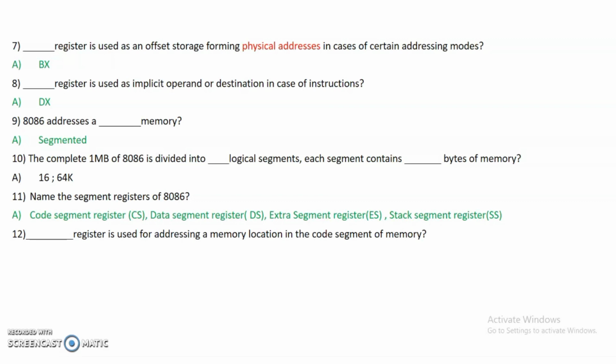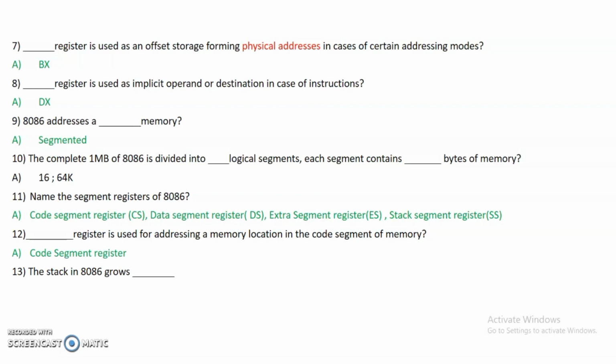Bit number 12. Dash register is used for addressing a memory location in the code segment of memory. So the answer is in the question itself. The dash register is used for addressing a memory location in the code segment of memory, so the answer will be the code segment register.